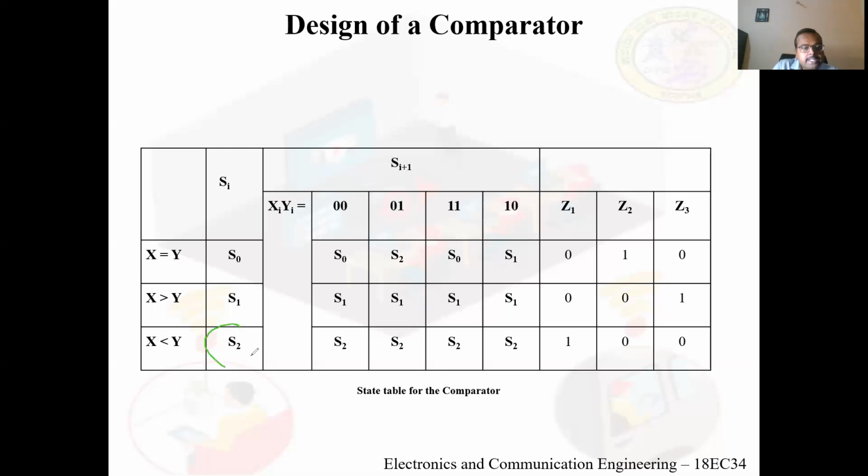Next, now the present state is yes2. What is this present state yes2? What do you understand by this one? It means that x is less than y. What do you understand by x is less than y here? Let us take an example of this one now.